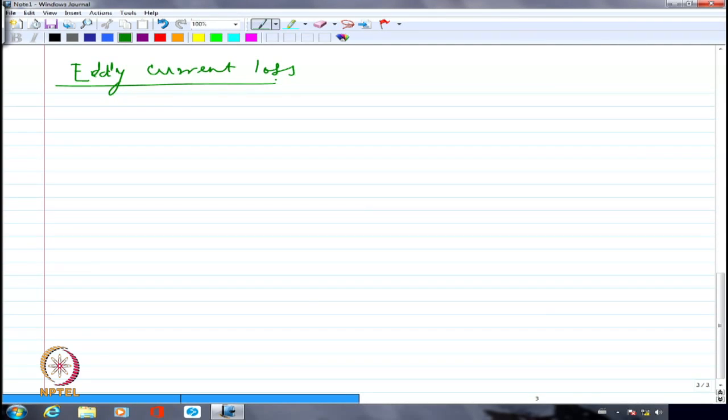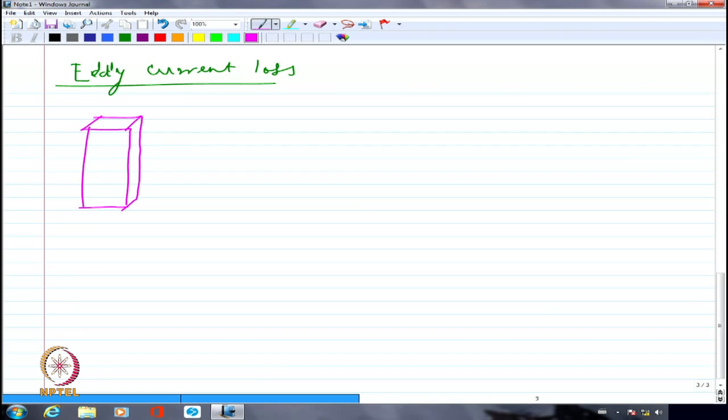Eddy current loss. Okay? So let us try to take a look at again the ferromagnetic core. Rather, let me show a three-dimensional core kind of thing here. So let us say this is basically what I am talking about as a three-dimensional core. I am showing it as a solid limb of a transformer core.